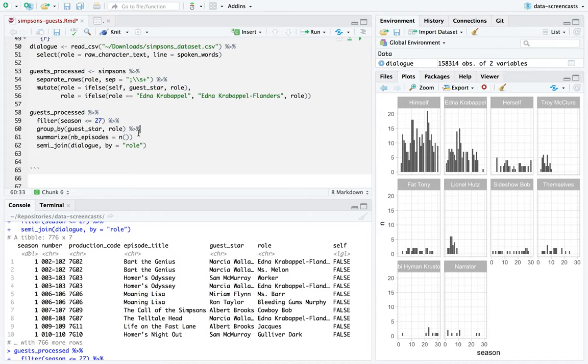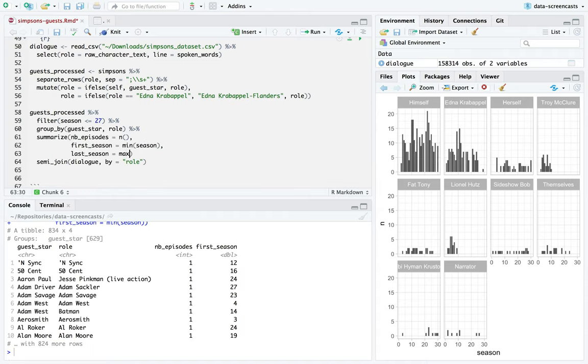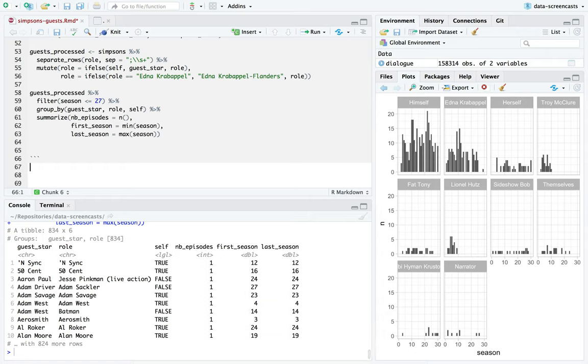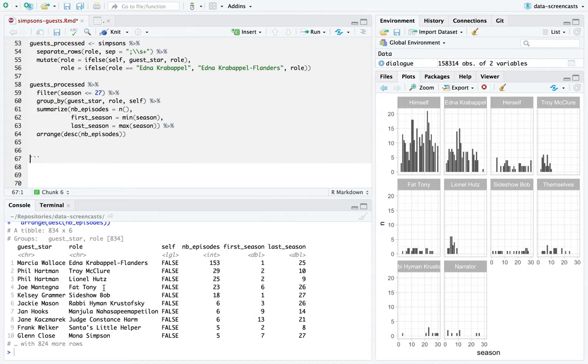And is there anything else? No, I actually just want the number of episodes right now. So I can say guest star, role, and I'll do first season, min season, last season, max season. It's always kind of neat to do that kind of aggregation. And I'll throw in whether they're playing themselves. Helpful to have. Okay, that's how we can say Marshall Wallace played herself 153 episodes. Okay, so this is guests summarized.